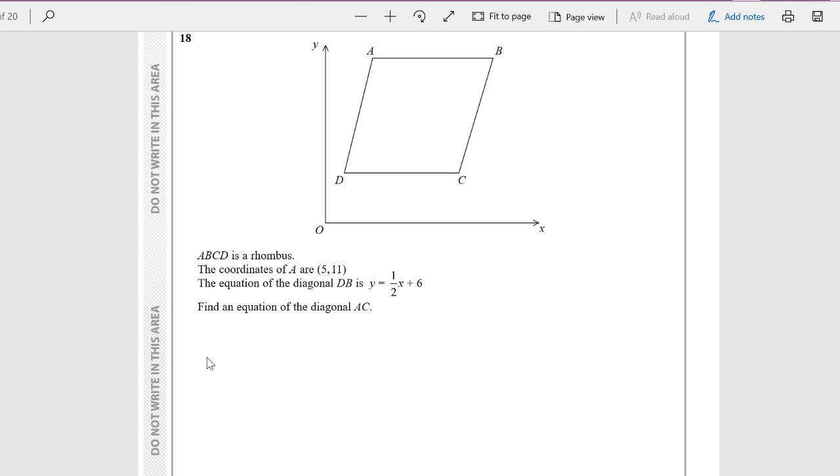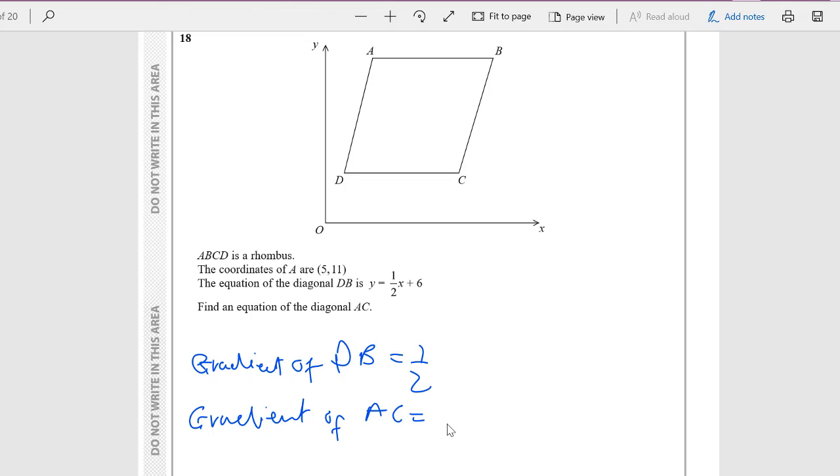Right, so we know that the gradient of DB equals a half, because it tells us. And then the gradient of AC is going to be minus 2, because it's going to be perpendicular.